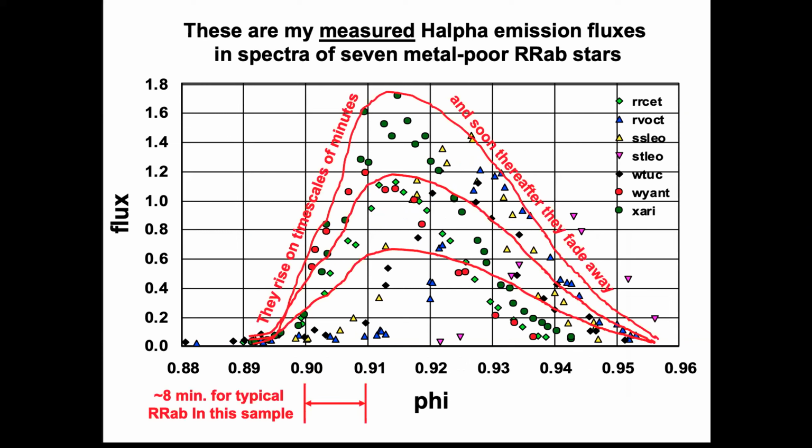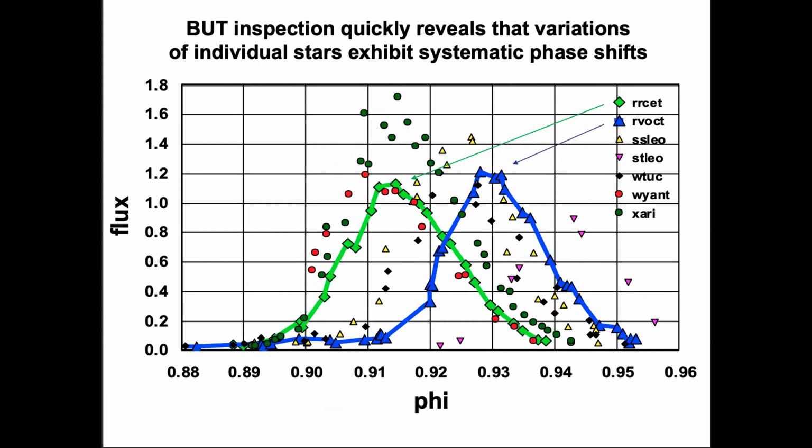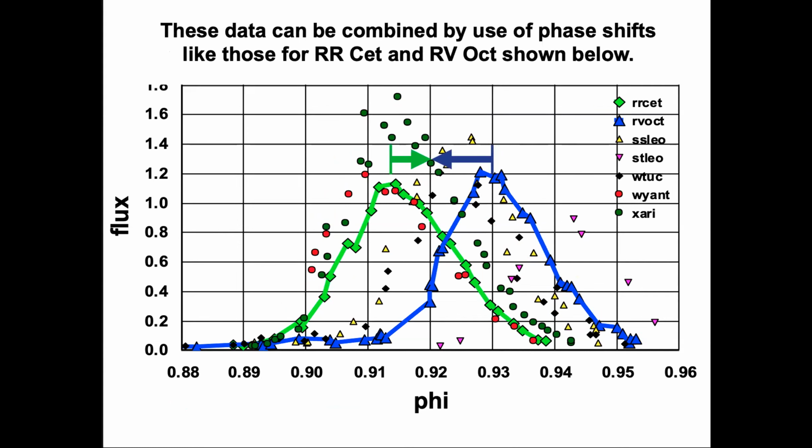Well, what you can see is they rise on a short time scale, typically 10 minutes or so. And then soon thereafter, they fade away. And so that's the data that you have to deal with. And at first sight, it seems to be a hopeless jumble. But you quickly realize by inspection that the variations of the individual stars are systematically shifted relative to one another. And you can combine the data by using phase shifts like I've shown here.